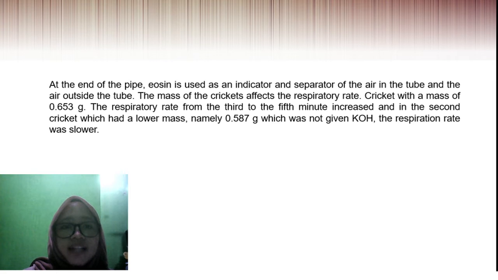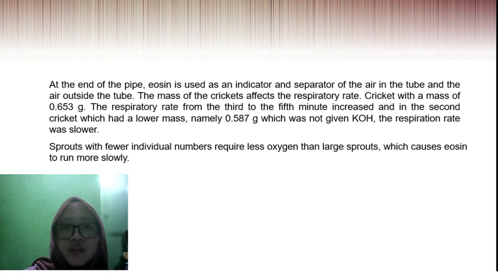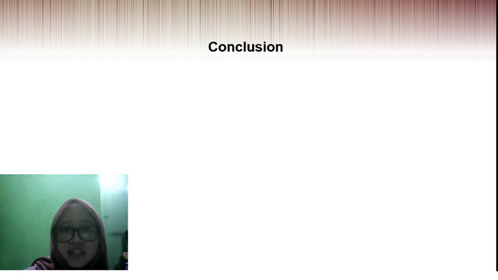The mass of the cricket affects the respiratory rate. For the cricket with a mass of 0,653 gram, the respiratory rate from the third to the 5th minute increased, and in the second cricket which had a lower mass, namely 0,587 gram, which was not given KOH, the respiration rate was slower. Sprouts with fewer individuals require less oxygen than larger numbers of sprouts, which causes eosin to run more slowly.